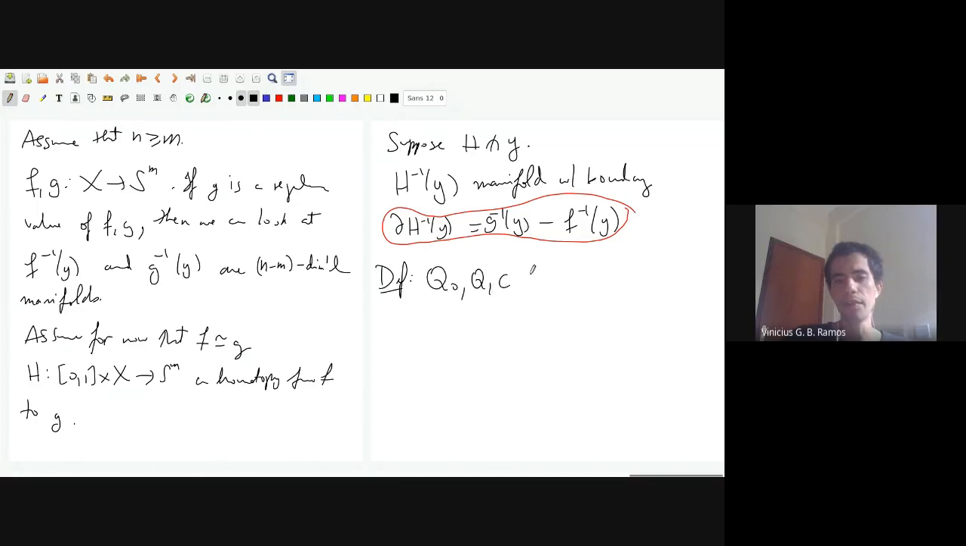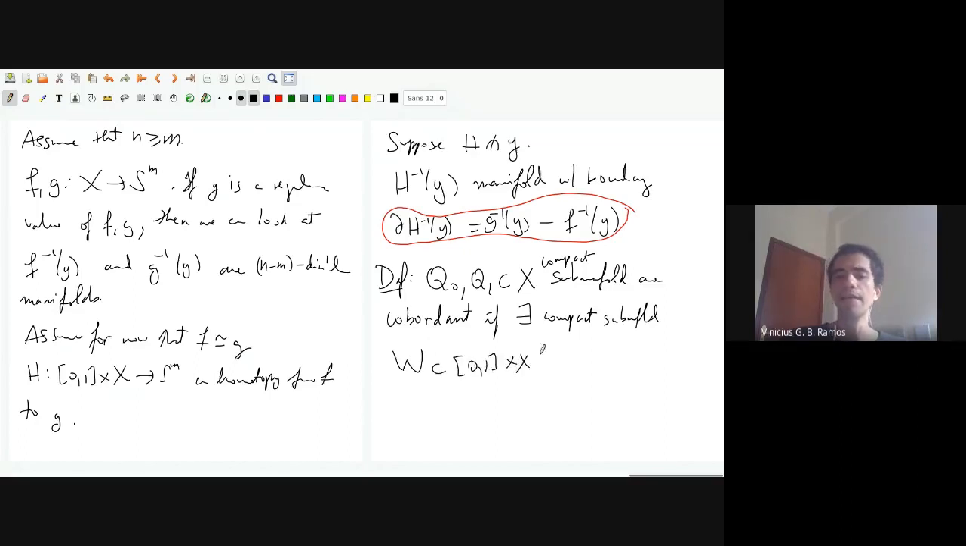You say Q0 and Q1 submanifolds are cobordant if there exists, let's say everything is compact, if there exists a compact submanifold W of the product [0,1] times X, such that, let's assume some things, such that the boundary of W is 1 times Q1 minus 0 times Q0. That's what it means to be cobordant. And W is called the cobordism.